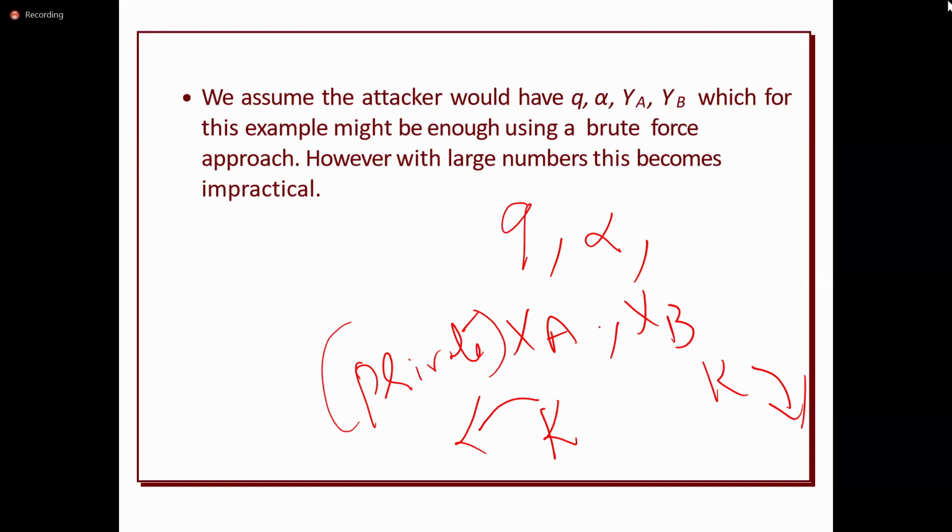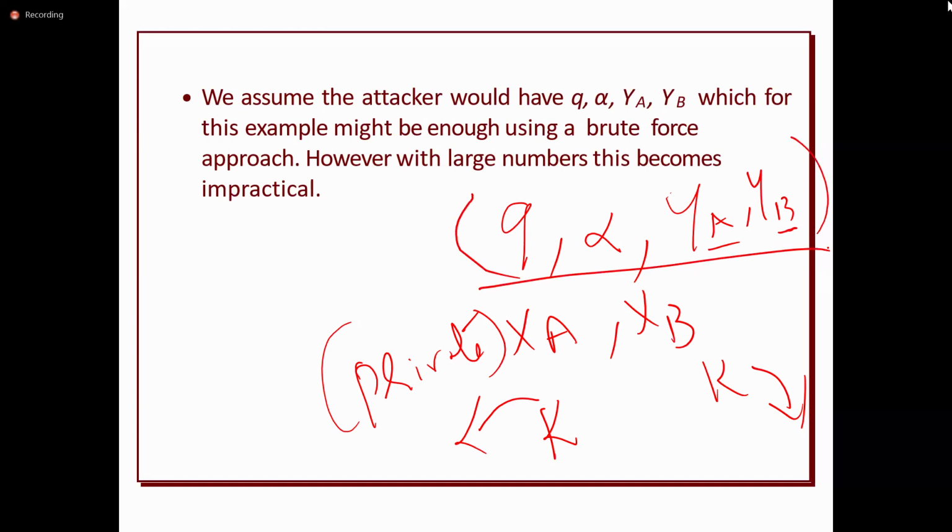Along with Q and alpha, the public keys YA and YB will be transmitted over the network, because the sender has to use the receiver's public key and the receiver has to use the sender's public key. Even though the attacker knows all these public keys, the prime number and the primitive root, if the prime number is very large, then with a brute force attack the attacker may not obtain the key.